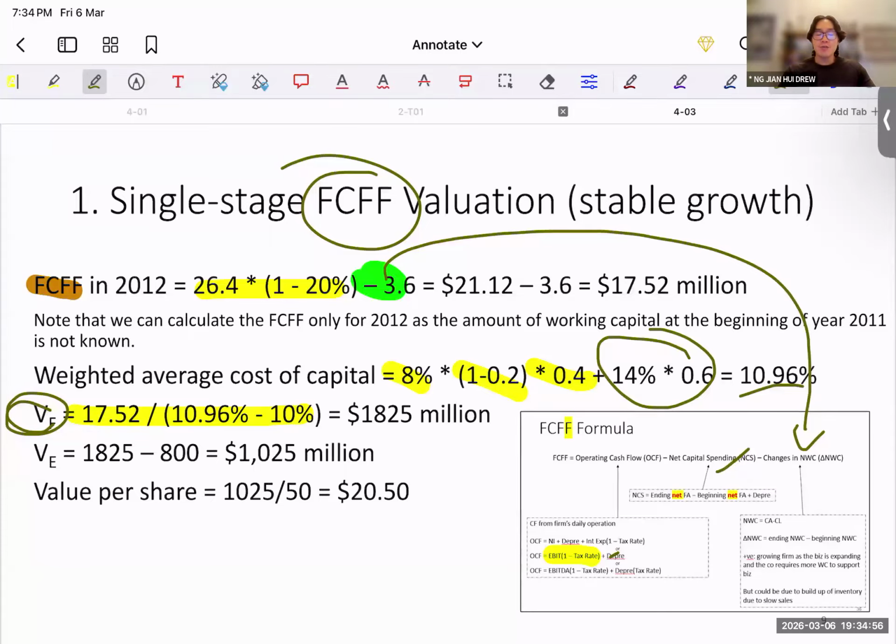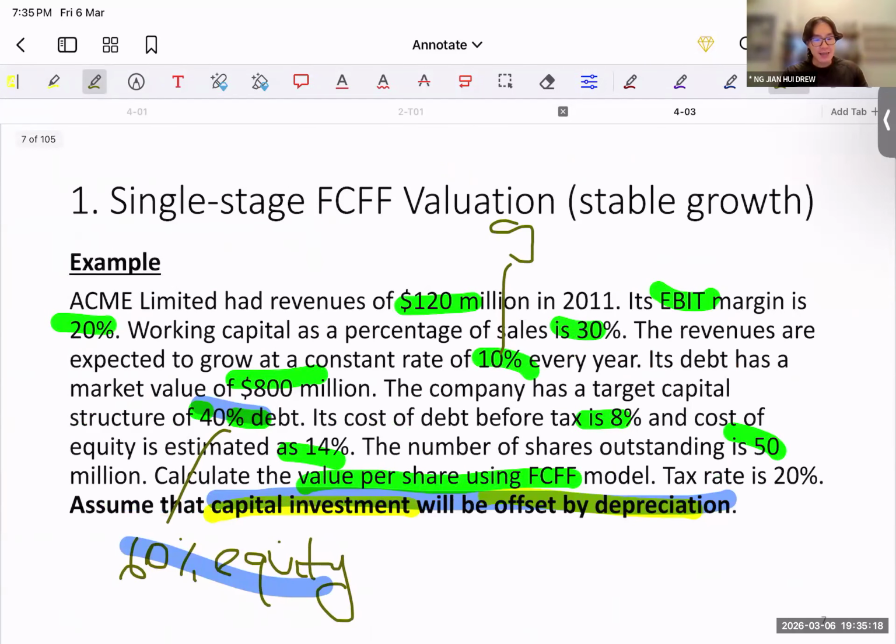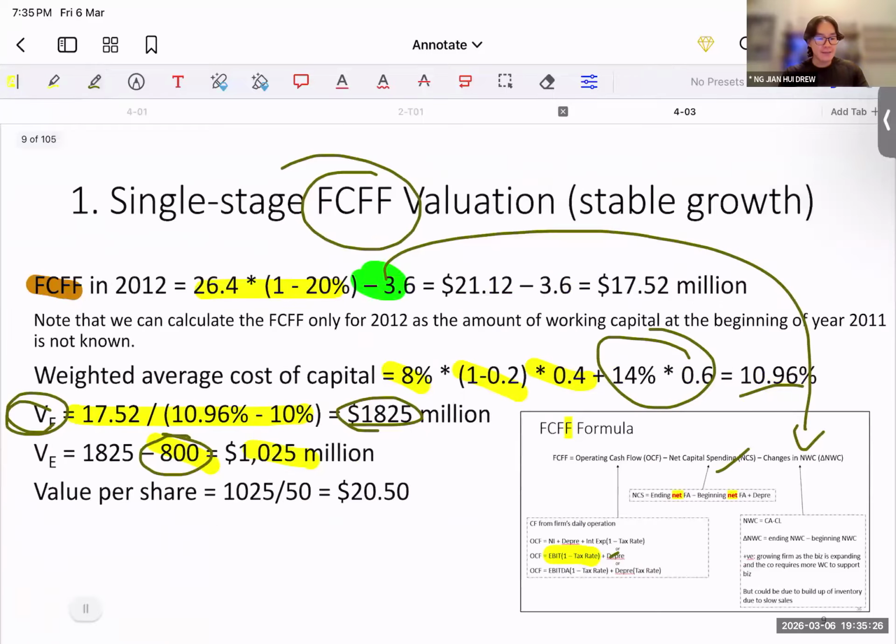The question gave you that the market value of the debt is 800, right? So with the market value of the debt, we can calculate the value of equity by taking the value of the firm minus the market value of the debt. And then we have 50 million shares outstanding. Because of question one, per value per share, we take the value of the equity divided by 50 to give you the value per share.